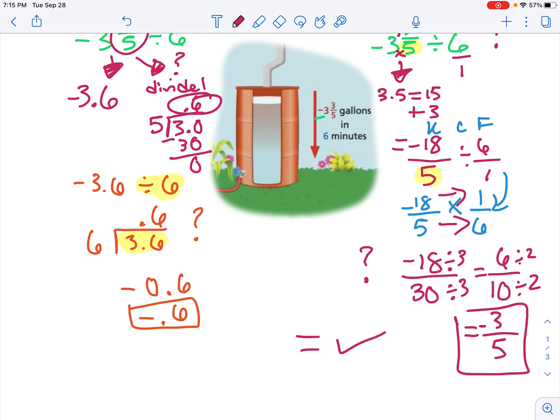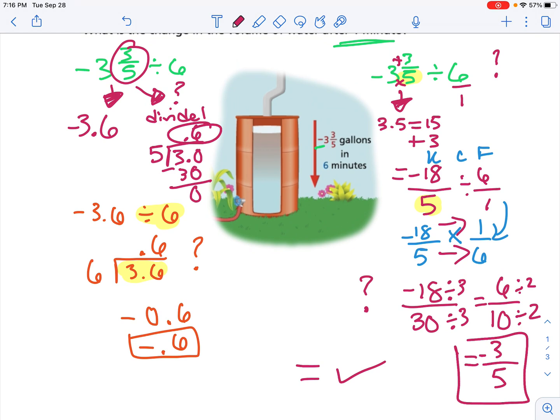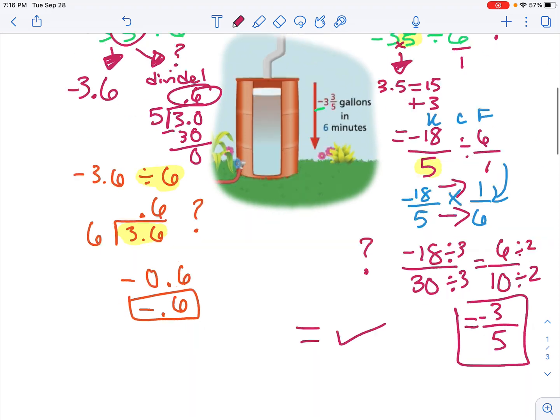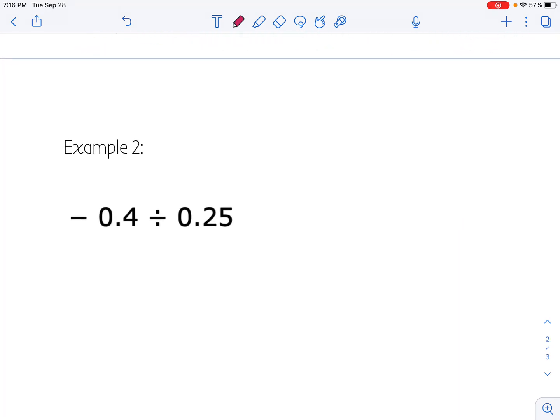So there are 2 ways to solve our division problems with rational numbers. You can either turn it into decimals or turn them into fractions, whichever makes the most sense to you. Let's try another one. Example 2, negative 0.4 divided by 0.25.